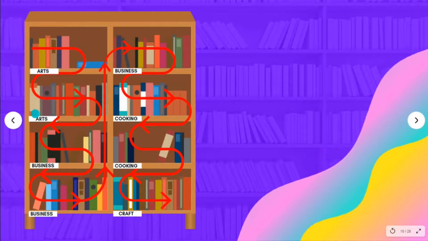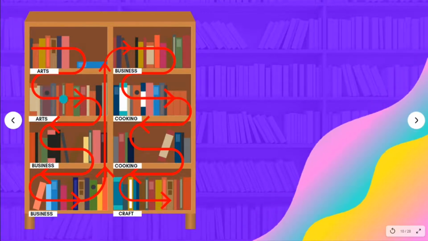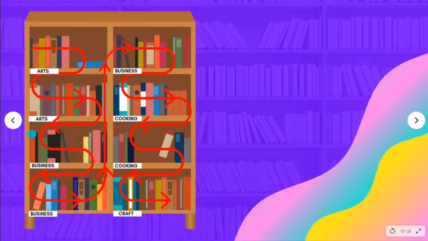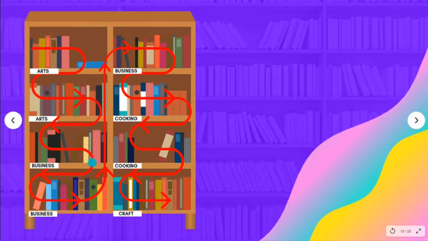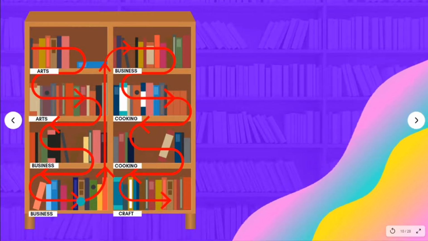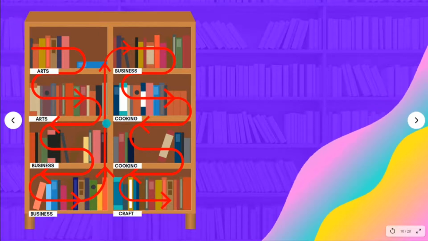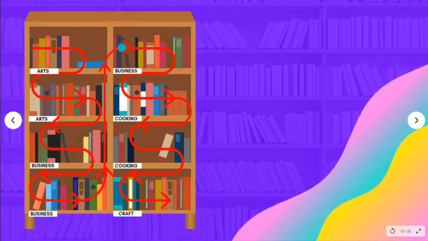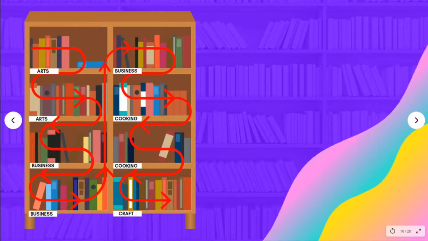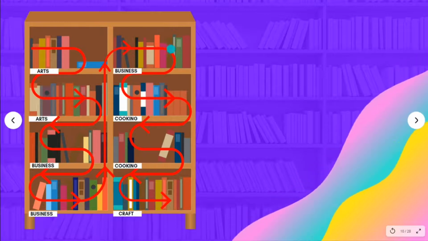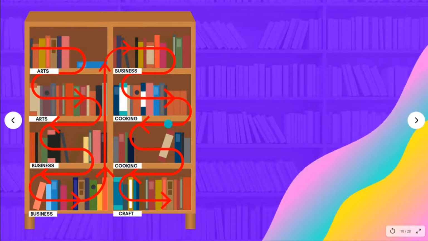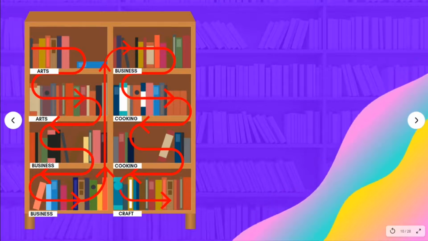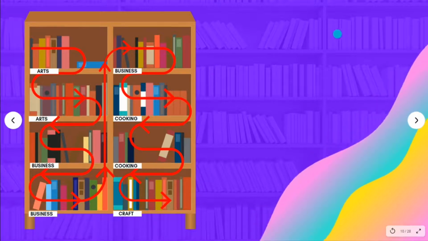And so arts continues arts, and then we go all the way through alphabetically, we go right back over here, and business started. And then when we get to the bottom of the business section, we can go all the way up, and actually it's continuing on this next shelf, but we can think of it like we're reading a book, so it's the next page. Alphabetically we go down through cooking, and then we start craft, and then it would just continue on.